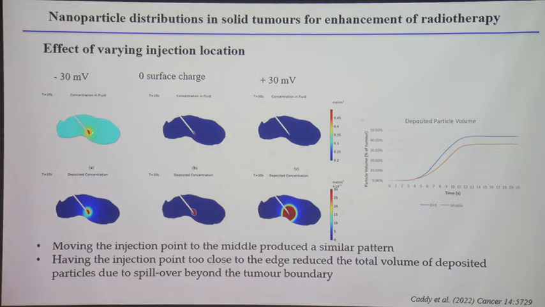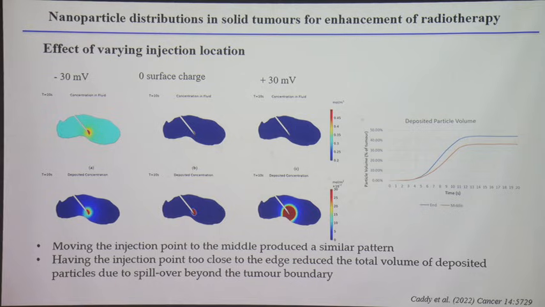But the problem you can realize immediately is that by moving this injection point to the middle, it becomes too close to this edge, and so you lose some of the nanoparticles, which leak out into the surrounding tissues rather than being retained within. So obviously this point needs to be considered very carefully, and it could be optimized for a different shape of tumor.